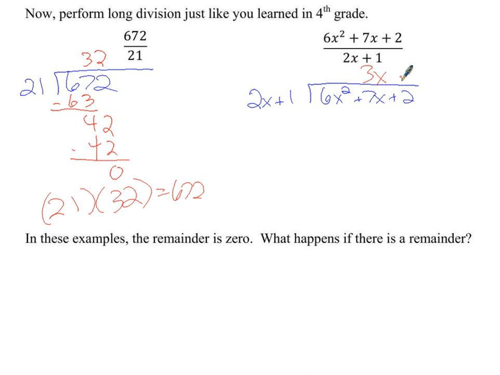Now, what did I do over here once I wrote that 3 down? I distributed. So I'm going to take my 3x and distribute. 3x times 2x is 6x squared. Then 3x times 1 is plus 3x. Then what did I do over here?